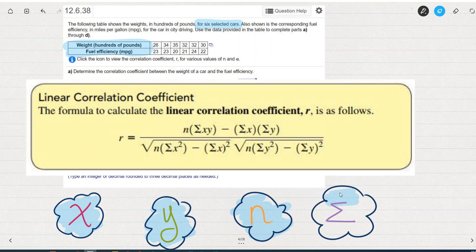And then lastly, this sigma symbol is a summation. So we'll need to understand that sigma means add up all of the whatever. So for example, when I see the summation of all x's, that's going to mean to add up all of the x's, or the summation of all of the x squareds. I'm going to find the square and add up all the squares, and so on.